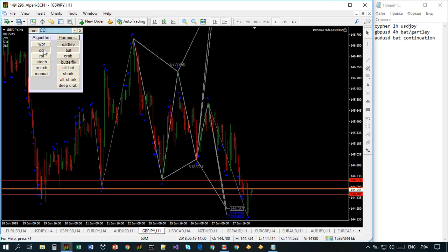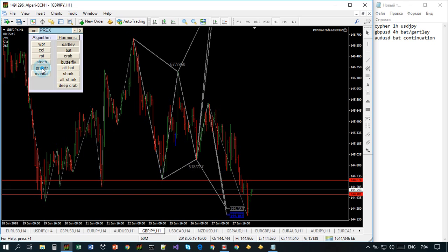2 out of 5, 3. Yes, pretty obvious. Let me put it here. GBP JPY. I will call it a butterfly pattern.